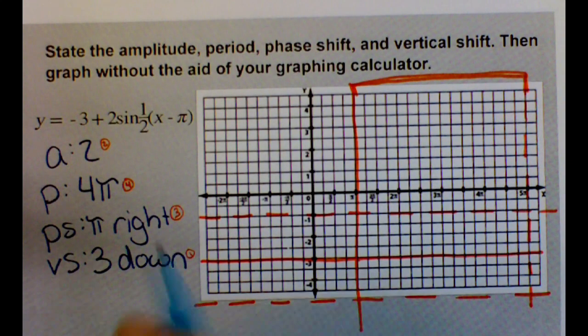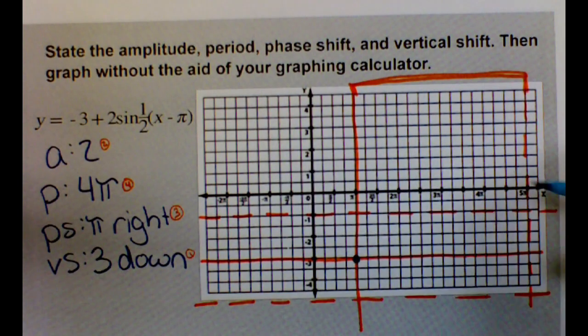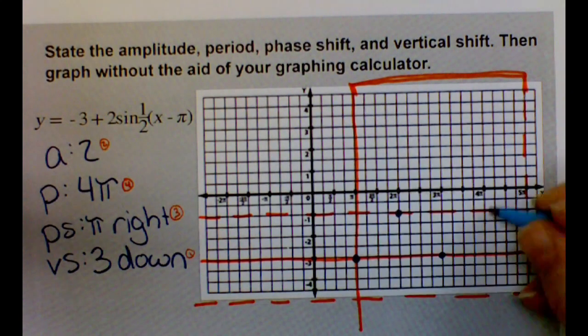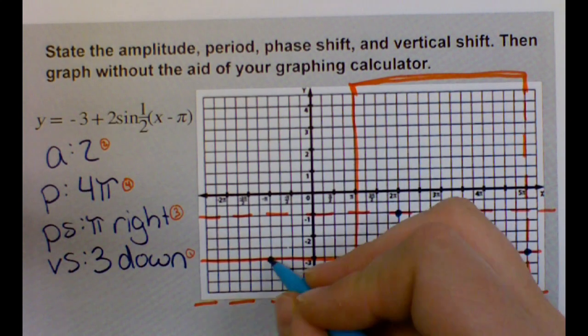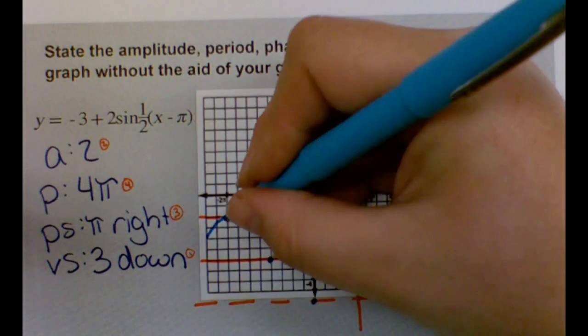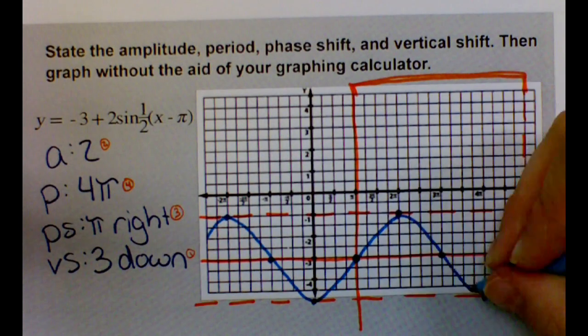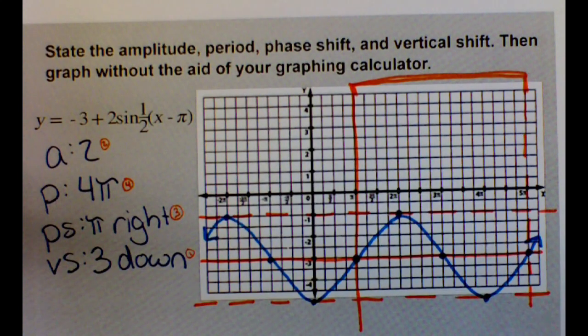All right, I don't have any reflections. So now I say, all right, I'm dealing with sine. Sine starts at 0, ends at 0, middle at 0. My start is now this point, pi, negative 3. My end is 5 pi, negative 3. My middle then is 3 pi, which is also 0. Sine starts at 0 and goes up, so it goes up to its maximum, down to its minimum, and then I follow my same pattern over here. And I have the graph of my transformed sine function.